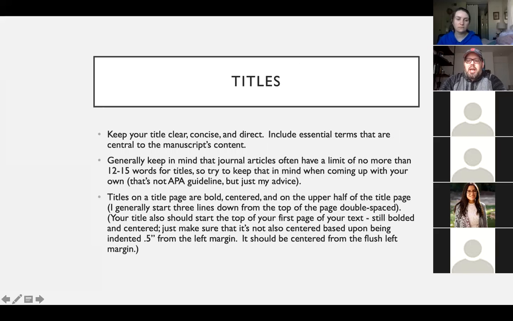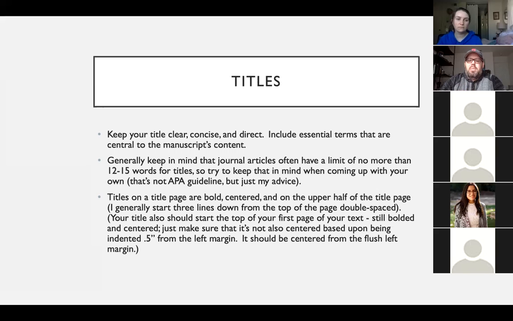So when you come up with a title for your work, it's important to keep the title concise, clear, and direct. It doesn't need to be elaborate, it doesn't need to be overly wordy, but you should include essential terms that are central to your content.